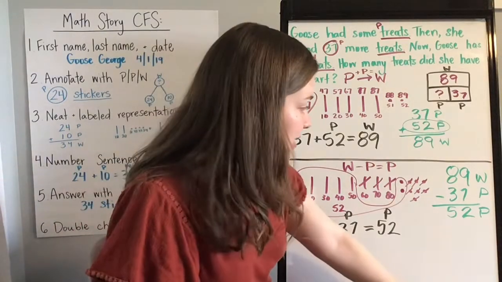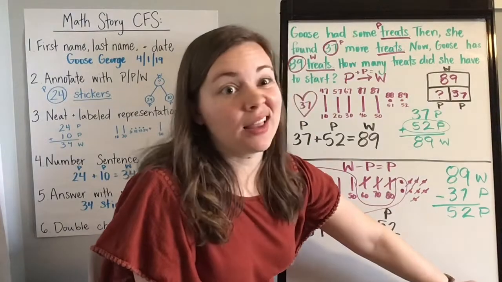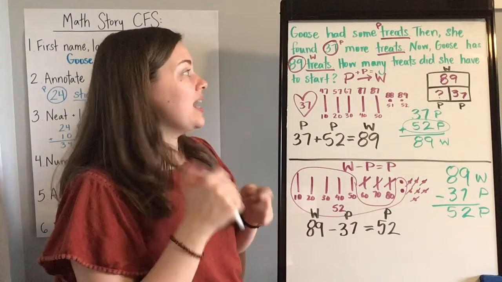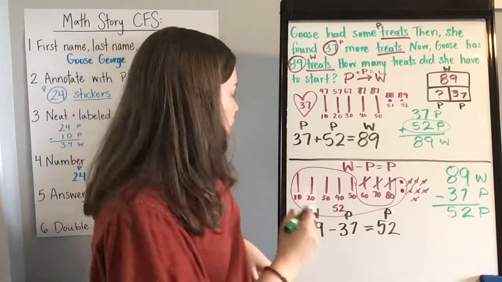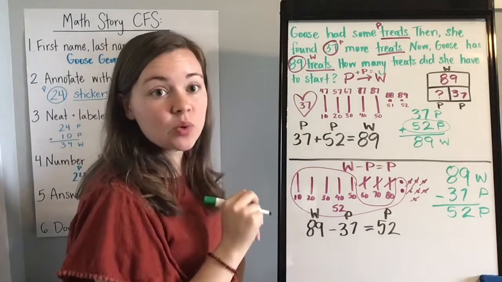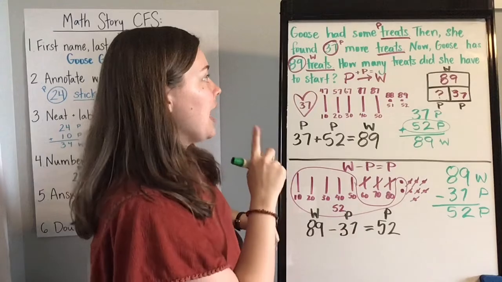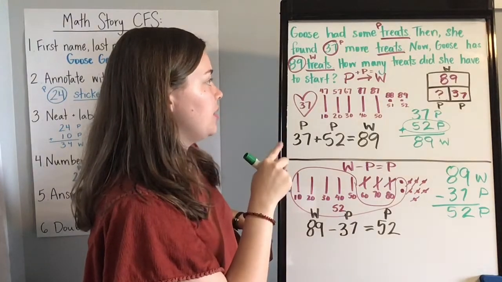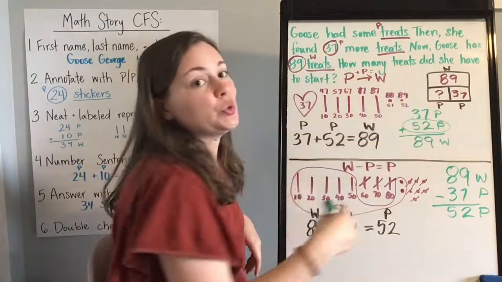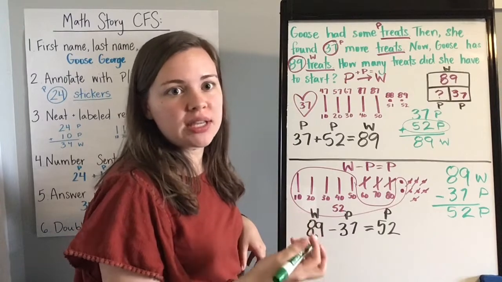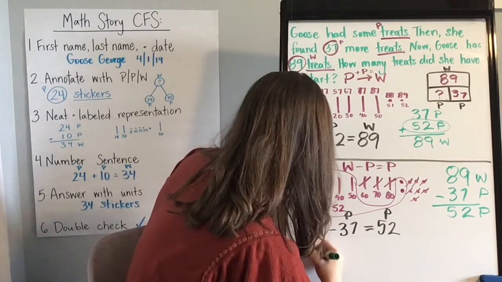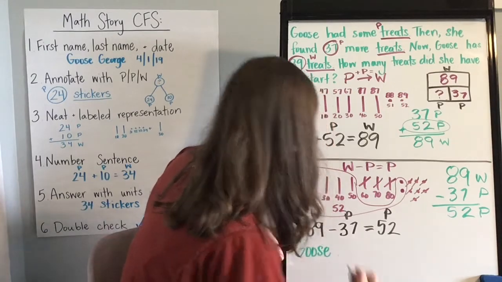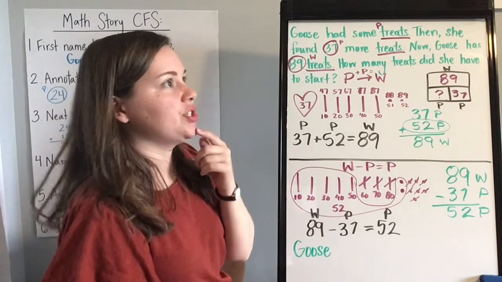And I'm gonna push myself to do something like second graders do, of writing my answer not only with units, but in a complete sentence. So let me think about how I can answer this question in a complete sentence. How many treats did she have to start with? Okay, let's think about the name, because I don't want to just use she. I want to be specific, just like I do in reading. So I'm talking about Goose. And my question is, how many did she start with?